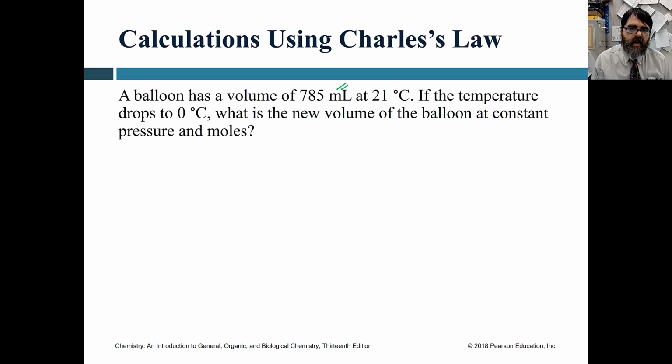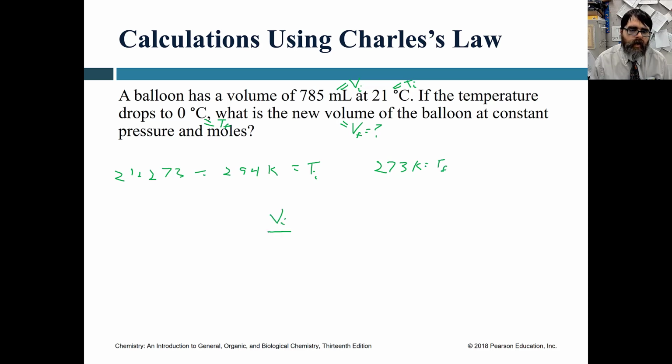We're given here a volume initially, a temperature initially, and if the temperature drops to this, so there's a temperature final, then what's the new volume final? Well, one thing is we always have to use Kelvin for our temperatures. So 21 plus 273 gives us 294 Kelvin for T initial. And the next one's easy. 0 plus 273 is just 273 Kelvin for T final.